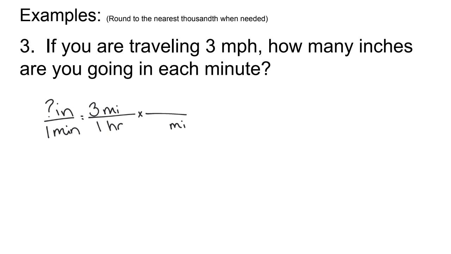I can't go directly from miles to inches, but I can go from miles to feet, which is closer. 1 mile is 5,280 feet. And now that I'm in feet, I can get to inches because we know 1 foot is 12 inches. So let's see what we've done here. Miles will cancel, feet will cancel, and I'm left with inches, which is what we wanted. However, we're not done yet because this is inches per hour, and we want it to be in minutes.